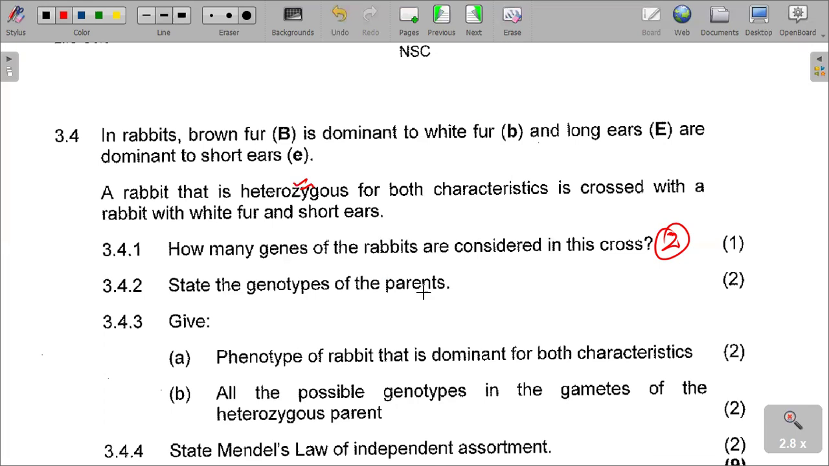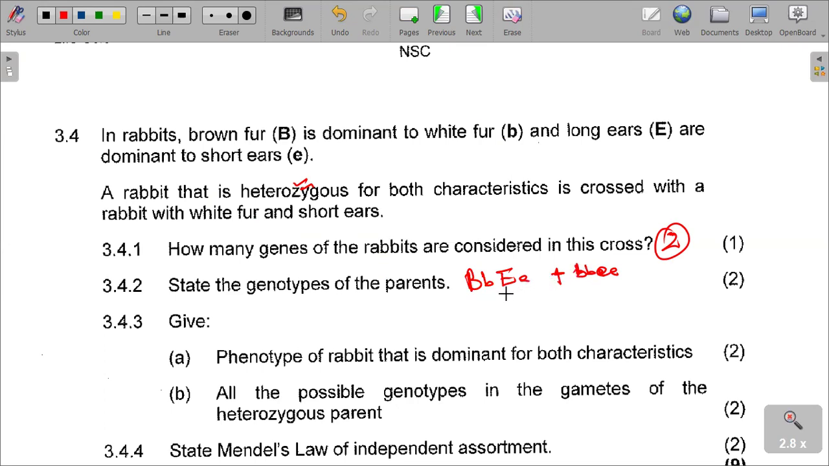Stating the genotypes of the parents. The first one is heterozygous for both characteristics, which is BbEe, and the other one is crossed with a rabbit with white fur and short ears, which is also recessive for both characteristics. So that is the genotype of this one. These are the recessive alleles that you can see here.